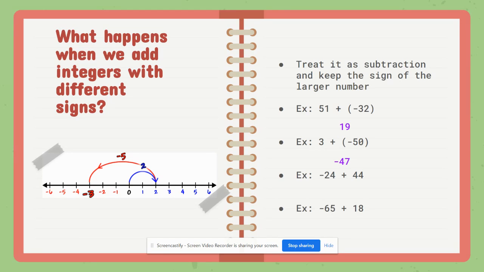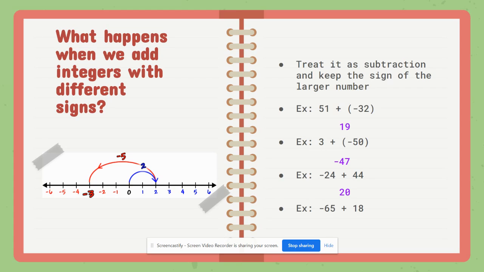Same thing with the next example. I prefer the bigger number to be first. So I'm going to rearrange this as 44 plus negative 24, or just 44 minus 24. And because 44 is positive, our answer is positive. So 44 minus 24 is 20.